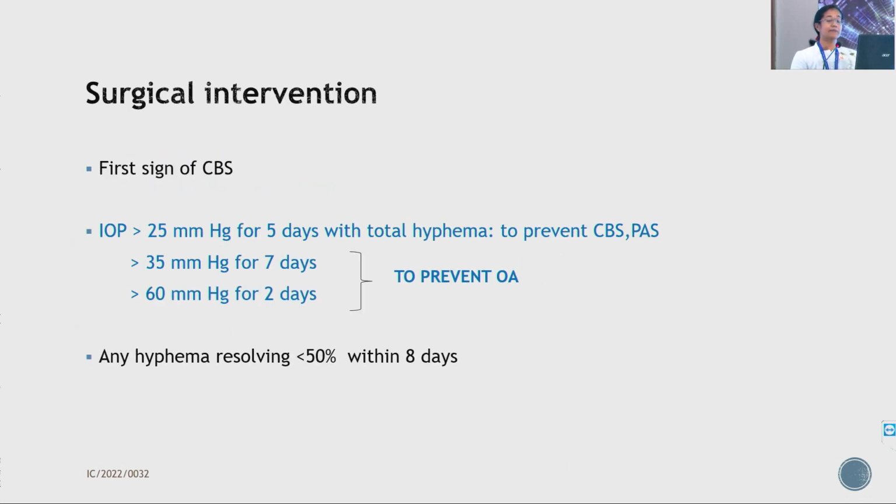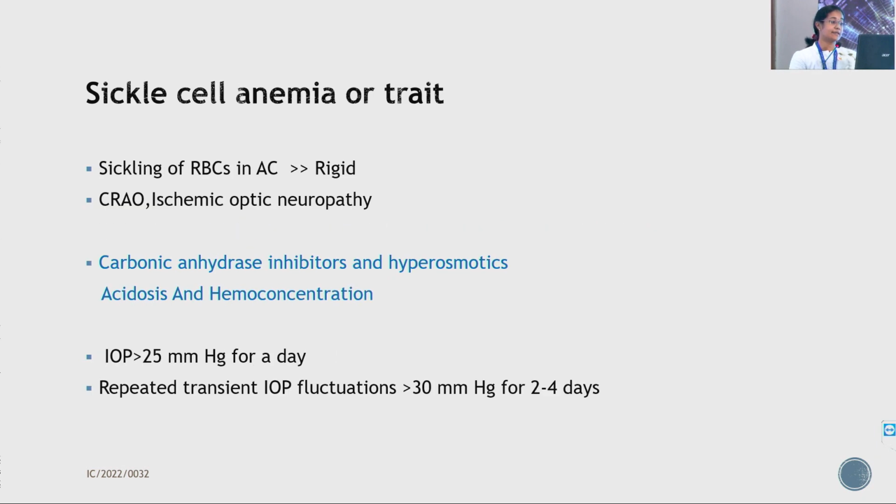Surgical intervention is planned at the first sign of corneal blood staining or persistent IOP elevations. As you all know, this is what we follow: more than 25 for 5 days, more than 35 for 7 days, more than 60 for 2 days. These are done to prevent any corneal blood staining, peripheral anterior synechial formation, and to prevent optic atrophy. Or any hyphema resolving to less than half within 8 days also should be surgically evacuated.